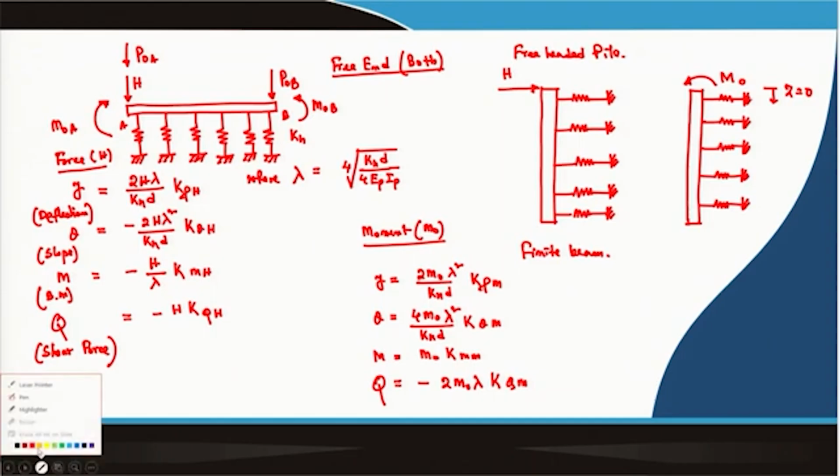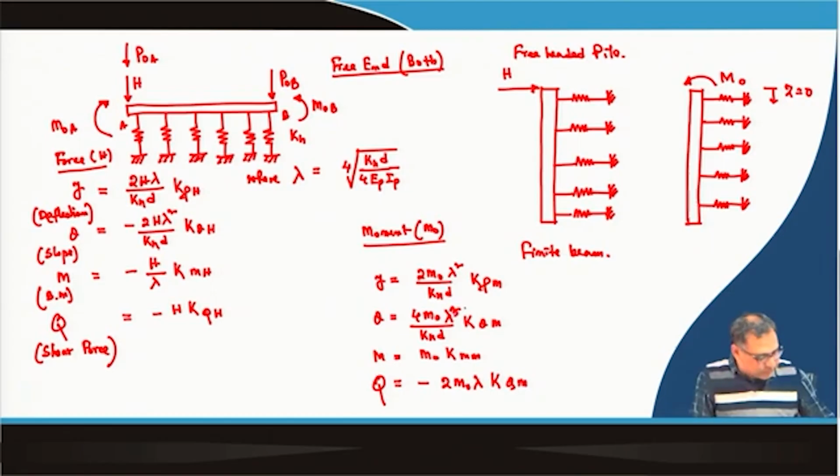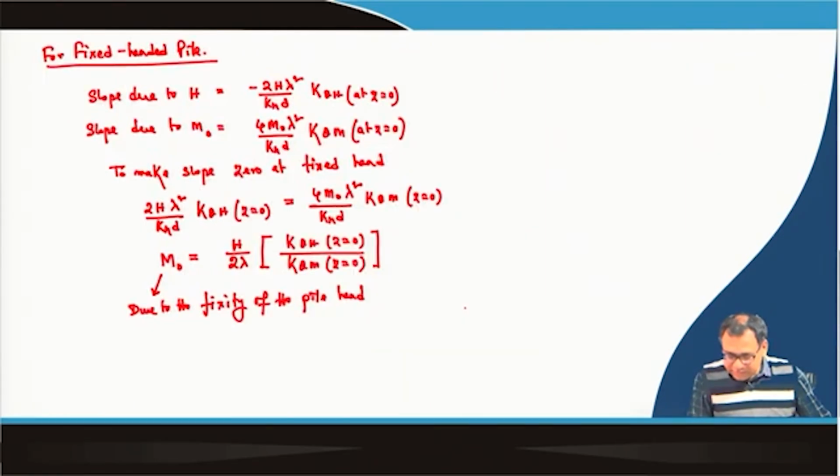The correction is that the slope due to moment will have lambda cube. So, this is lambda cube. That is the correction you should make, and this is also lambda cube.